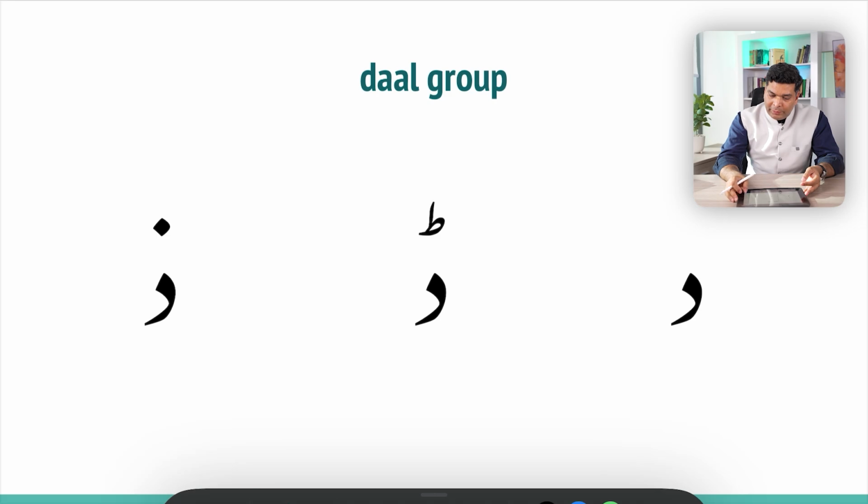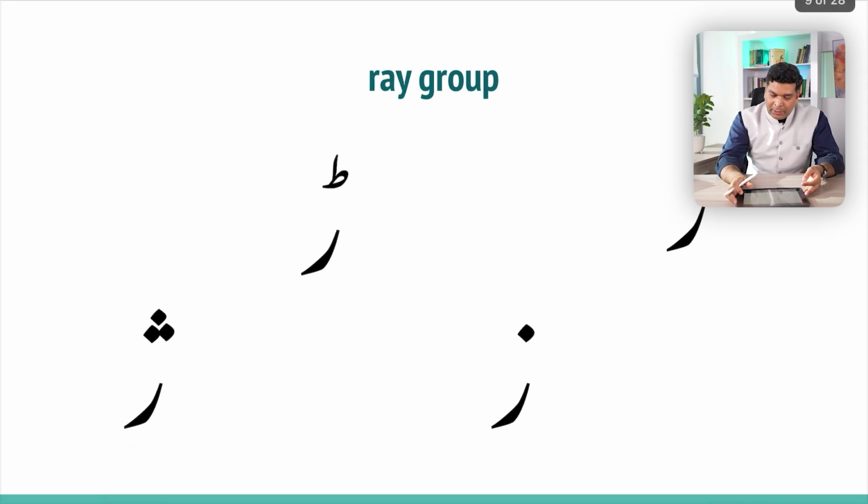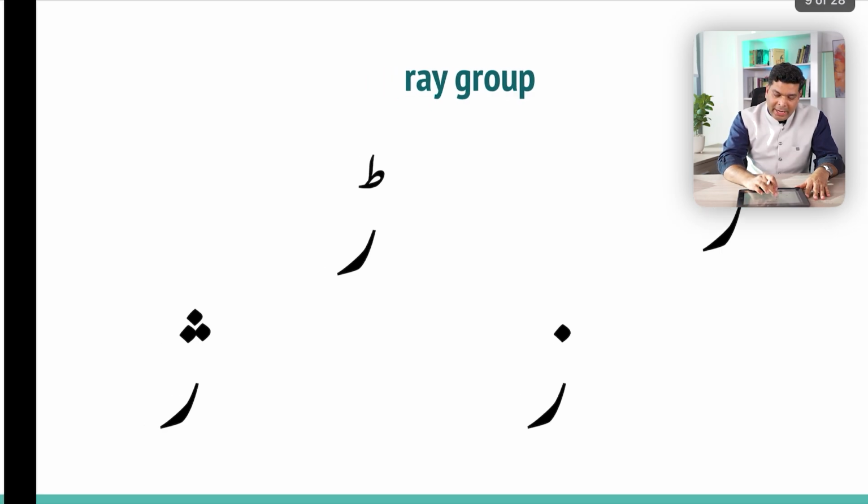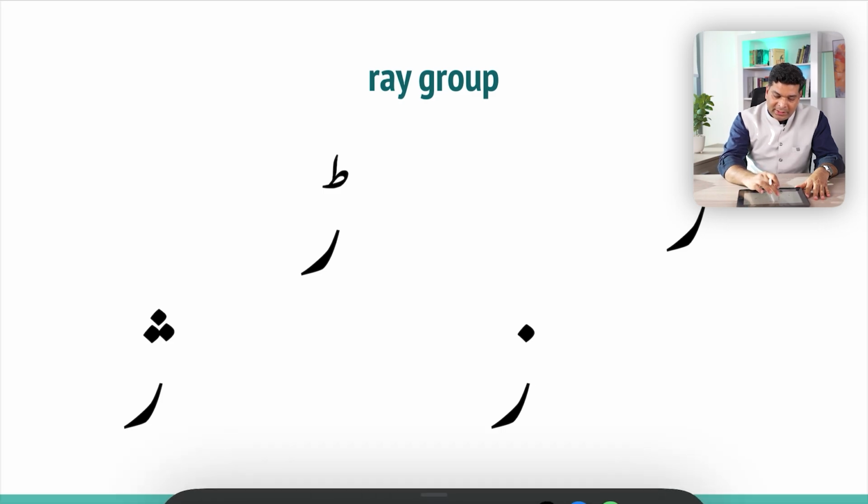If we move to another group, we have the Re group. The Re group has 4 letters. Again, the shapes are all similar, the one that you see on your screen. We have Re without any nokta or special symbol. We have Rre, which has a special symbol. If you see here, there's a special symbol. And then Ze has a nokta, and Zhe has 3 noktas on top. So again, the placement of noktas can make different sounds: Re, Rre, Ze, and Zhe.